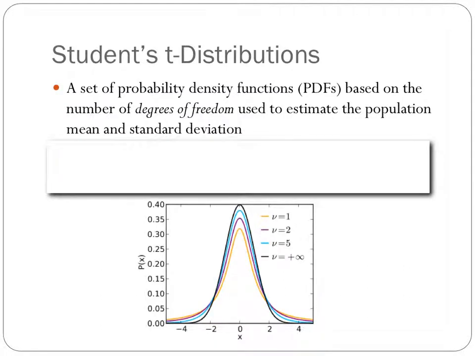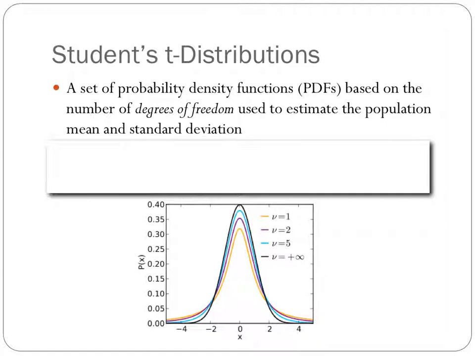The student's t-distributions, which interestingly were derived as a result of batch processing in brewing Guinness beer, are a set of probability density functions that are much like the Gaussian distribution. A set of student's t-distributions are shown in this graph right here. And we see that there are a number of different curves. That's why they are a set of probability density functions.